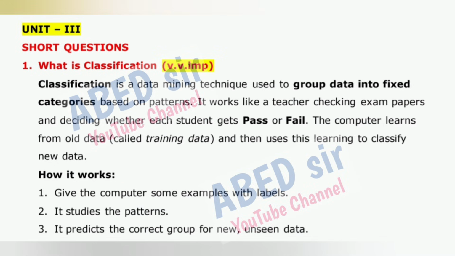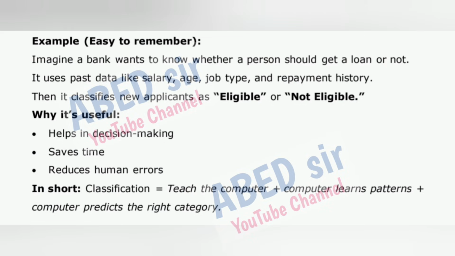How it works? 1. Give the computer some examples with labels. 2. It studies the patterns. 3. It predicts the correct group for new, unseen data. Example, easy to remember. Imagine a bank wants to know whether a person should get a loan or not. It uses past data like salary, age, job type, and repayment history. Then it classifies new applicants as eligible or not eligible.